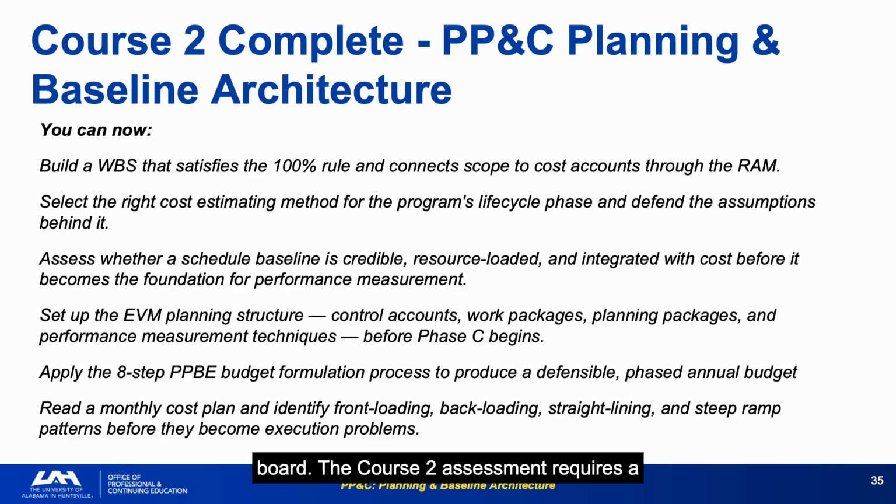The Course 2 assessment requires a score of 80% or above. That standard exists because mastery of this material is not optional for the work you'll do in Course 3. If you're not there yet, go back through the modules that weren't clear before moving forward. Course 3, PP&C Analysis and Performance Measurement, begins with the assumption that you can build a credible plan. It then teaches you how to read the data coming off of it, diagnose what's actually happening, and brief leadership on what it means and what to do next. See you there.